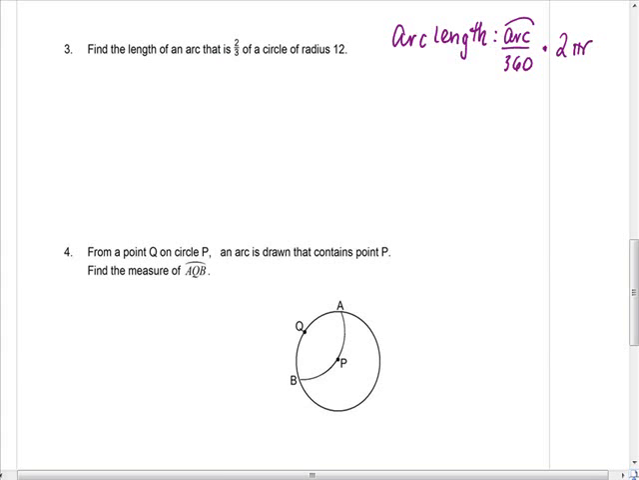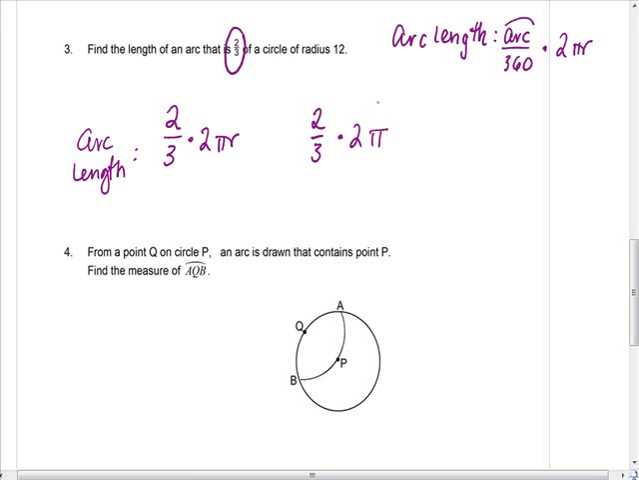Now, this problem didn't tell me the measure of the arc, but it just told us the portion of the circle. Meaning we don't know what the arc is, although we could figure it out. But it out of 360 is 2/3 of the circle. So that means 2/3 times our 2 pi r will give us the arc length in this case. We did not need to know the measure of the arc because it already told us that it was 2/3 of the circle. So if you take 2/3 and multiply that times 2 times pi, our radius is 12, and simplify, you'll have our answer.